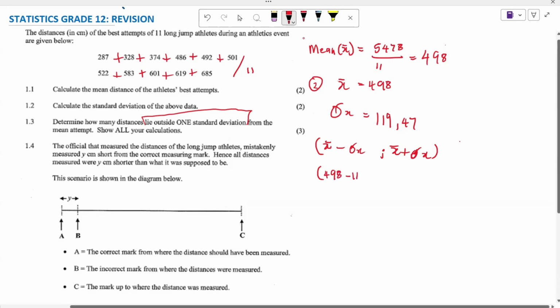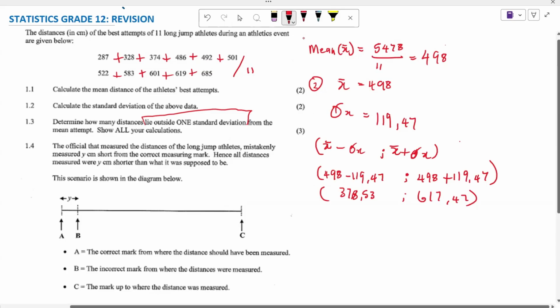Subtract what? 119.47. And then you are also having 498 plus 119.47, right? So basically that's that. And then if you are calculating this, it is 378.53 if I'm not mistaken. And then this other side, it is 617.47 if I'm not mistaken, right?